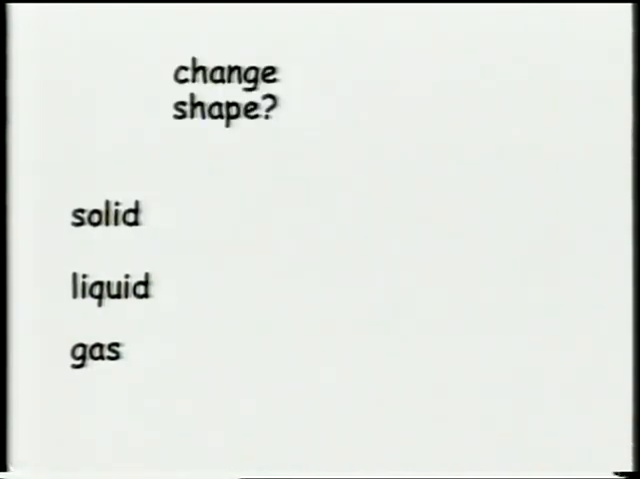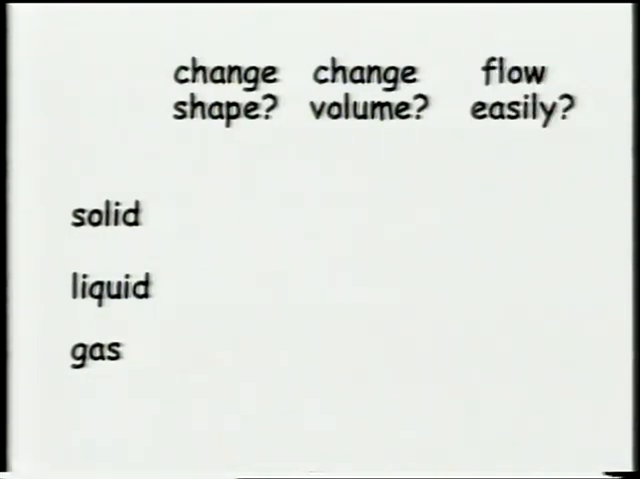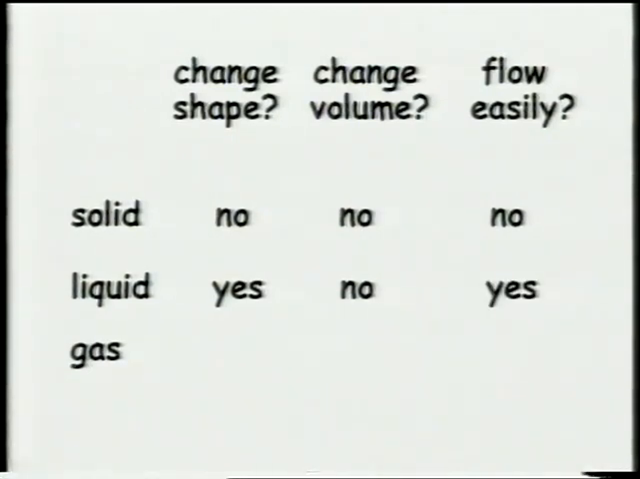OK, so there are three questions you can ask yourself to decide if something is a gas, a liquid, or a solid. Does it change shape? Does it change volume? Does it flow easily? If it's a solid, it won't change shape, it won't change volume, and it won't flow easily. If it's a liquid, it will change shape, it won't change volume, and it will flow easily. If it's a gas, it will change shape, change volume, and flow easily.